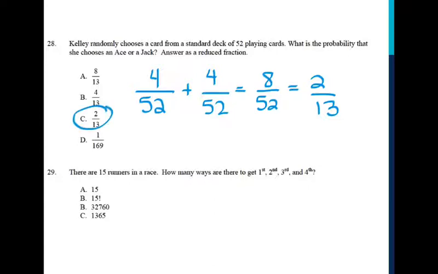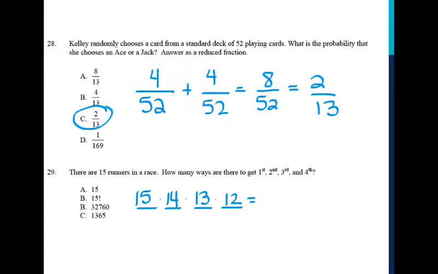There are 15 runners in a race. How many ways are there to get first, second, third, or fourth? So I'm looking at these places: first, second, third, or fourth. How many runners can get first place? That's 15. Once you have someone in first place, they obviously can't get second place, so that's 14. And then 13 left for third place, and then 12 left for fourth place.